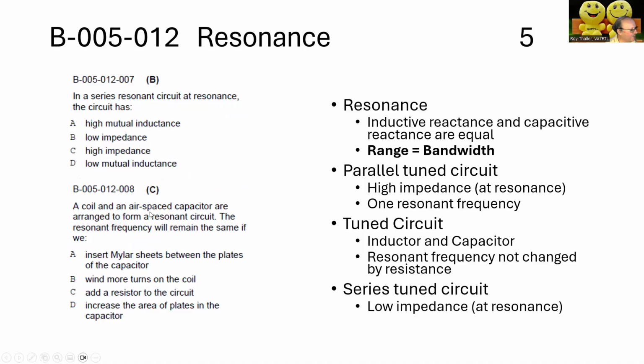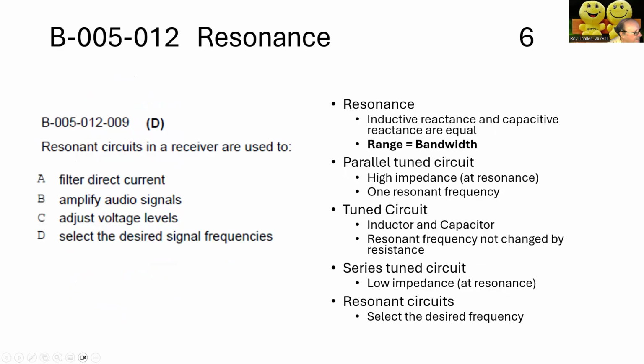A coil and air-spaced capacitor are arranged to form a resonant circuit. The resonant frequency will remain the same if we add a resistor to the circuit, the resonant frequency doesn't change. Resonant circuits in the receivers are used to deselect the desired signal frequencies. So D is the correct answer.